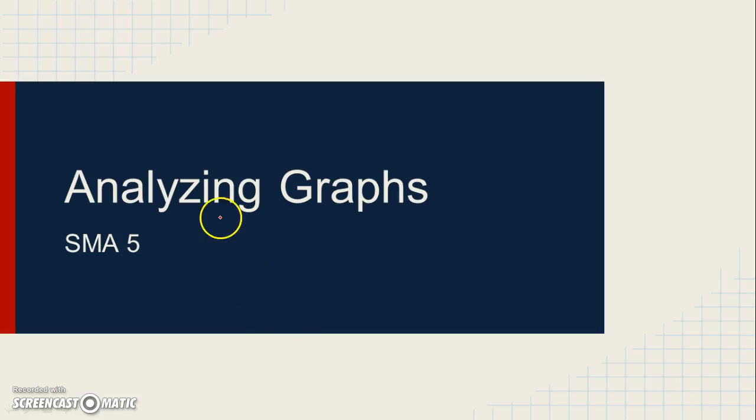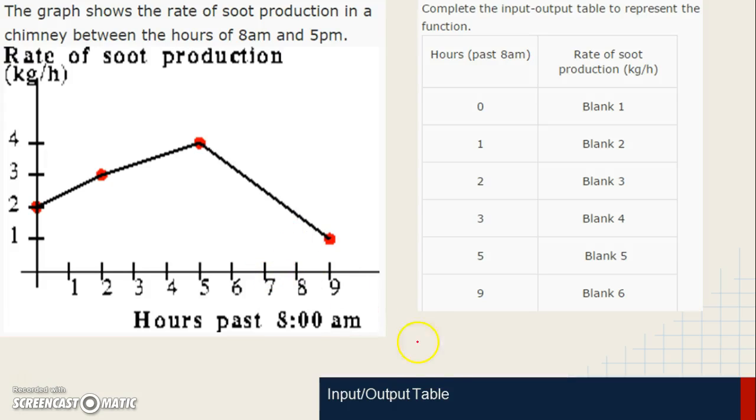This video is going to cover standard mastery assessment number 5, analyzing graphs, and there's two types of questions that you'll see when you're analyzing a graph. The first one will be an input-output table. So you can see here on the left side we have the graph, and then on the right side we have a table, and the left column represents the input, and the right column represents the output. And the input is always the x value and the output is always the y value.